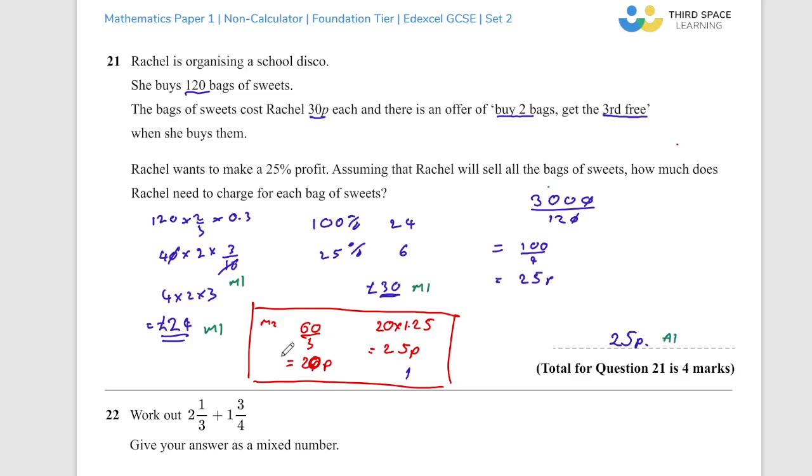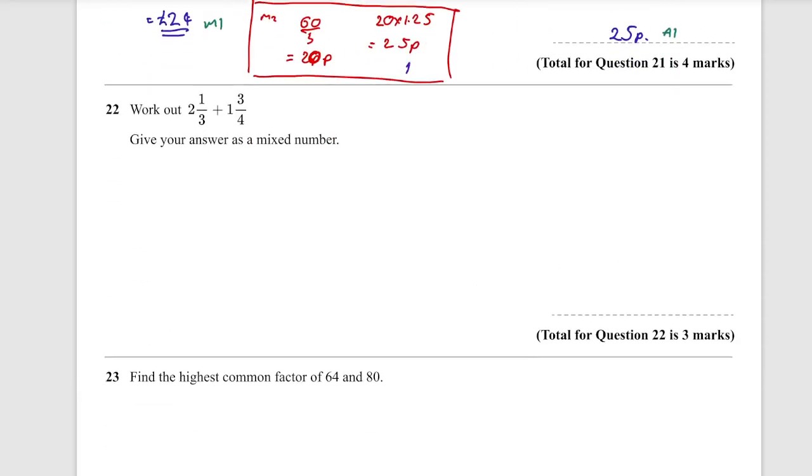Okay, and question 22 then. Work it out, giving your answer as a mixed number. I'm going to split this in two ways. I'll do it both ways just to check my answer. So I'm going to split it into number parts and fraction parts. So 1 plus 2 plus 1/3 plus 3/4.